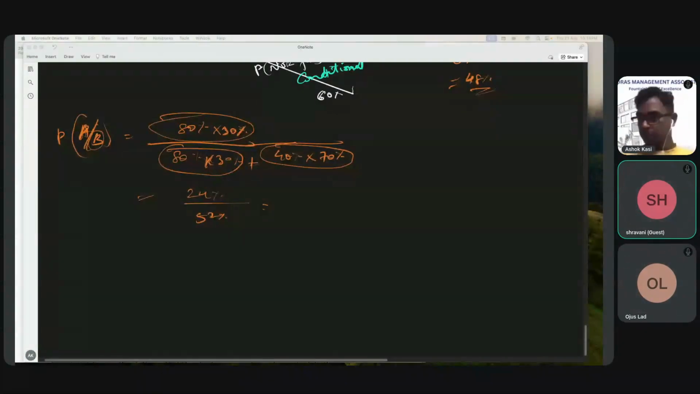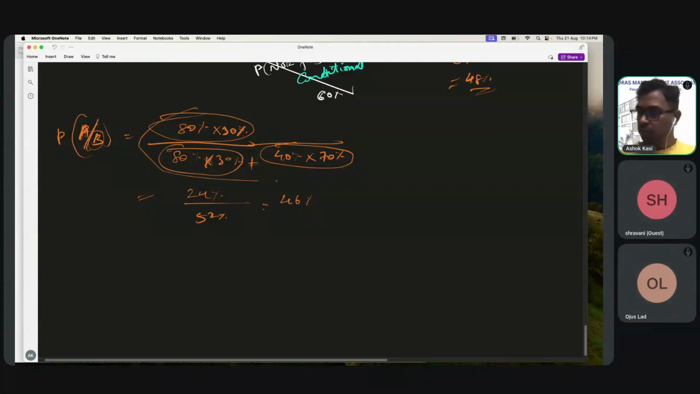0.46. 0.46. That means 46 percent. Now, have you understood this formula? Okay, let me try to explain this. See, probability of... so basically it works like this. Let's say, we are making the conditional probability unconditional, and we are making the unconditional one conditional.